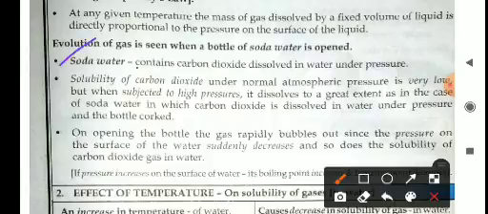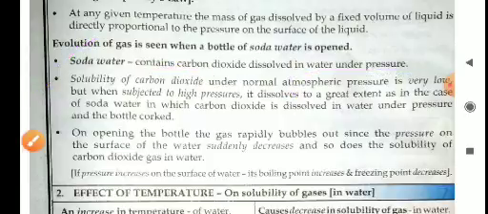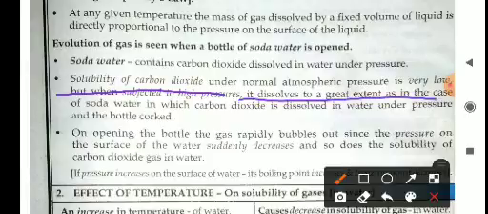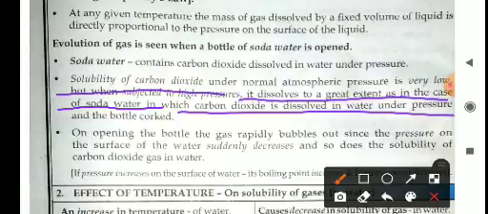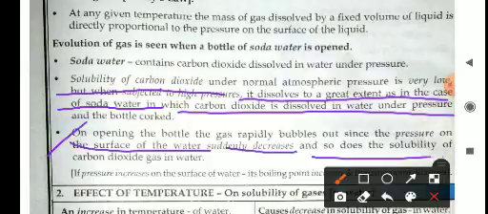Soda water contains carbon dioxide dissolved in water under pressure. The solubility of carbon dioxide under normal atmospheric pressure is very low, but when subjected to high pressure, it dissolves to a great extent. As I have told you, in soda water or cold drink there is CO2 mixed in, and when you open the lid, this CO2 tries to come out. On opening the bottle, the gas rapidly bubbles out, since the pressure on the surface of the water suddenly decreases, and so does the solubility of carbon dioxide gas in water.